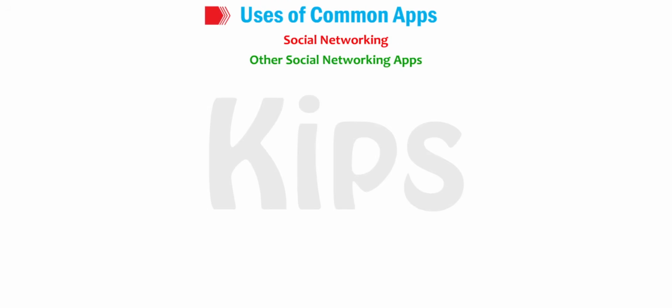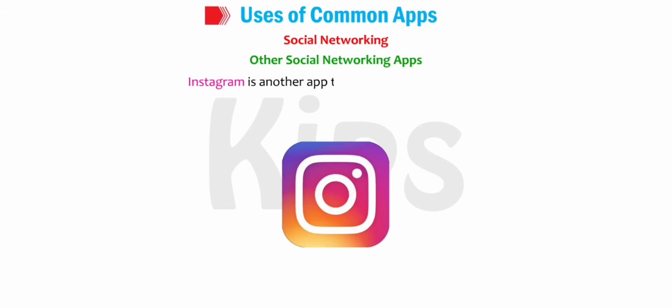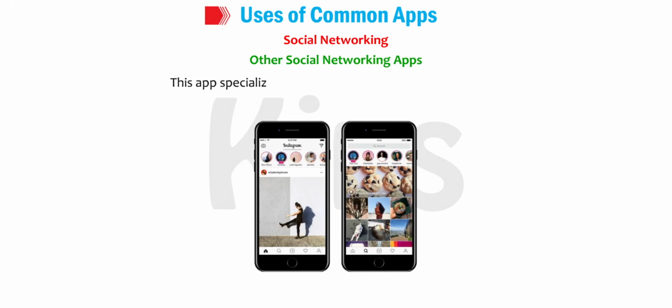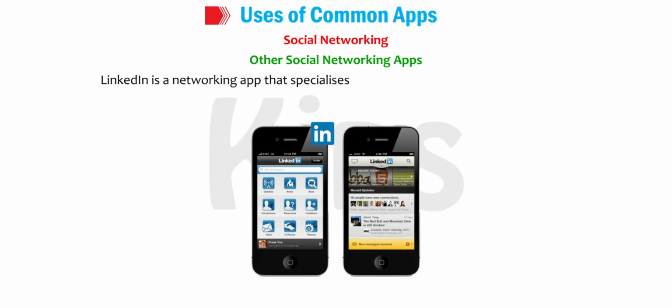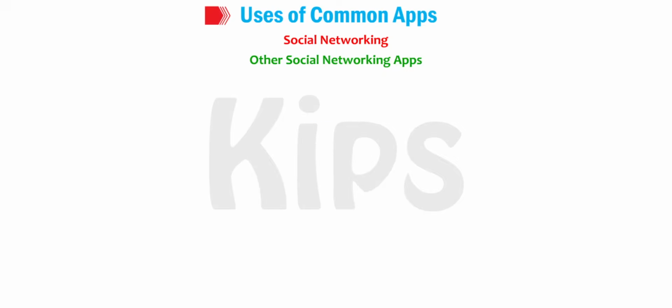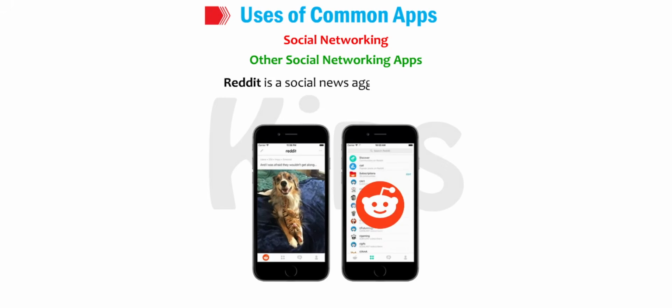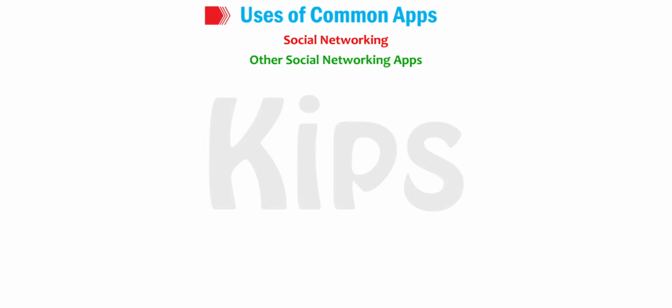Other social networking apps. Instagram is another app that is used for social networking. This app specializes in sharing of photographs by the users. LinkedIn is a networking app that specializes in sharing of business and professional information. Reddit is a social news aggregation app.